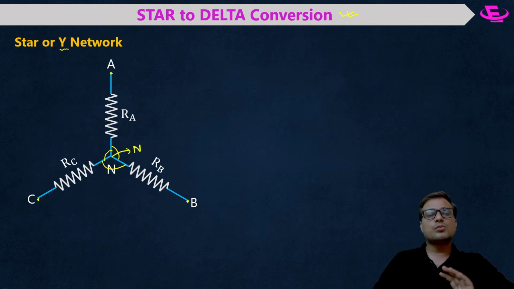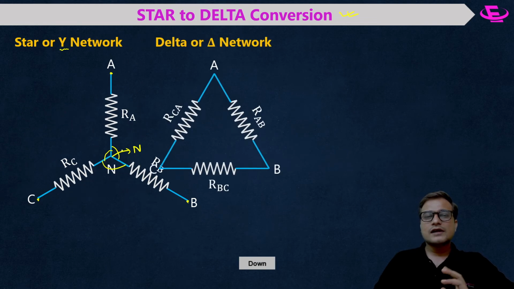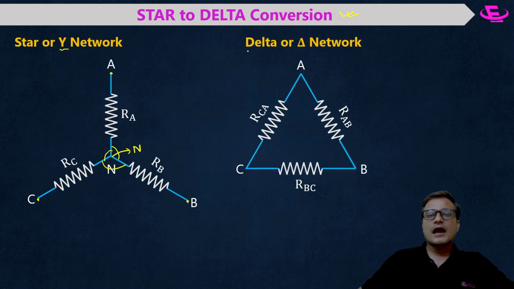There is a neutral point N. This network is a star network. Now what is a delta network? Delta network means the elements are placed at the sides of an equilateral triangle. Here this is an equilateral triangle, all the angles are 60 degrees.